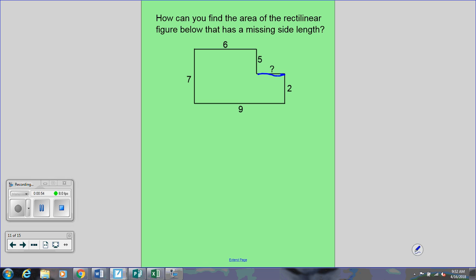Right here. What else do I like to highlight or darken to help me figure out the missing side? I'm looking for parallel lines. And one of the parallel lines, you're right, is the 6. I'm going to darken where the 6 is. Is there anything else? Emma? The 9.